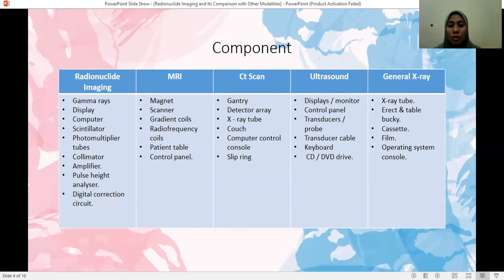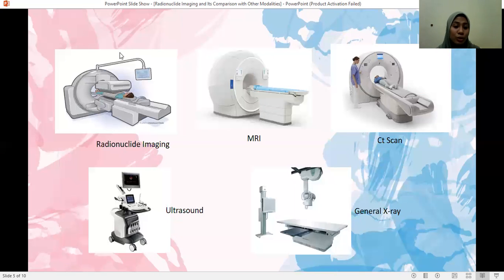For the CT scan, it uses the gantry, detector array, X-ray tube, couch, computer control console, and also the slip ring. For the ultrasound, we use a display and monitor, control panel, transducer or probe, transducer cable, keyboard, and also the CD and DVD drive. In general X-ray, it uses the X-ray tube, erect and table bucky, cassette, film, and also the operating system console. This is the radionuclide imaging machine, and this is the MRI machine, CT scan machine, ultrasound machine, and also the general X-ray machine.